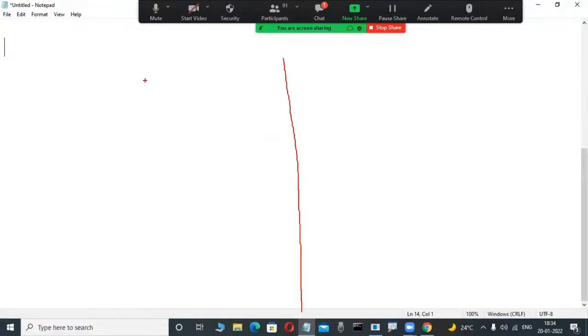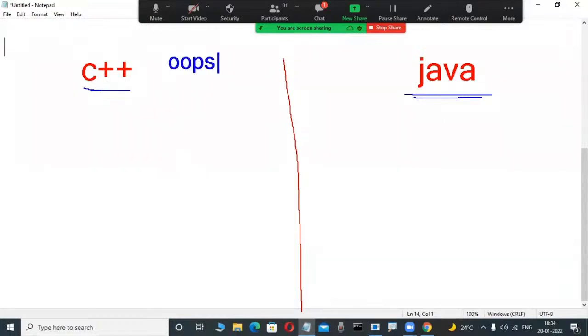Now check it out. Just observe for five minutes, it is enough. This is a demo, so just observe what is going on. C++ is a language and Java is a language. These are two popular object-oriented languages. In object-oriented languages, some OOPS concepts are there. Here also OOPS concepts are there, and here also OOPS concepts are there.